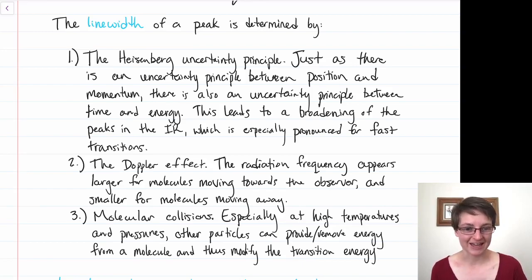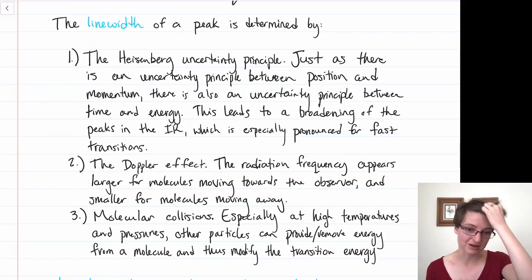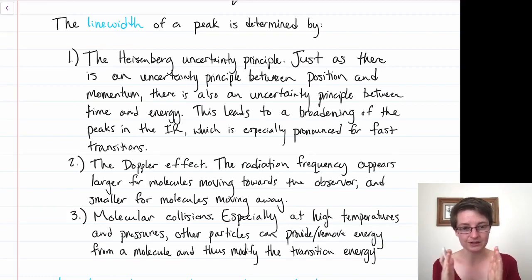A second effect that influences the line width of a peak and leads to peak broadening is called the Doppler effect. The most famous application of the Doppler effect is, if you've heard ambulances go by, you'll notice that the tone they have when they're coming towards your house or your apartment sounds different than when it's going away from your apartment. So the frequency of a sound or of light is going to change depending on whether the molecules that you're trying to take a spectrum of are moving towards your detector or away from your detector. And that leads to a little bit of broadening in our associated peaks.